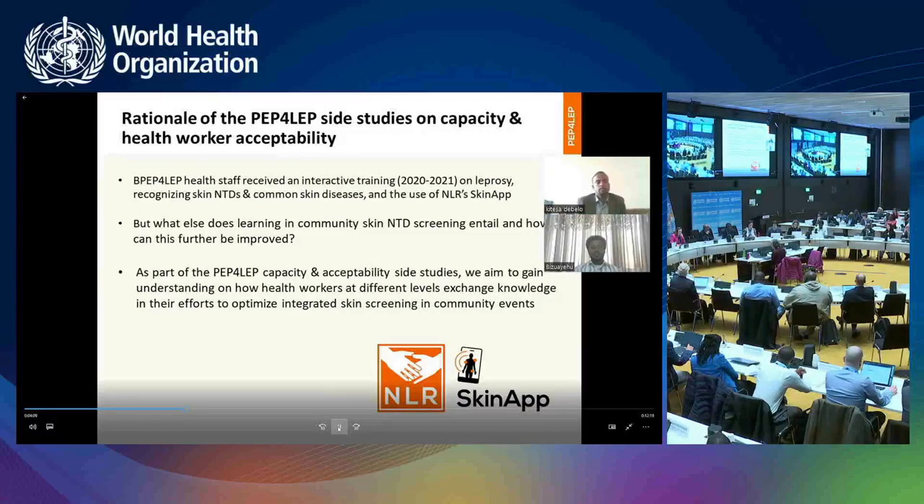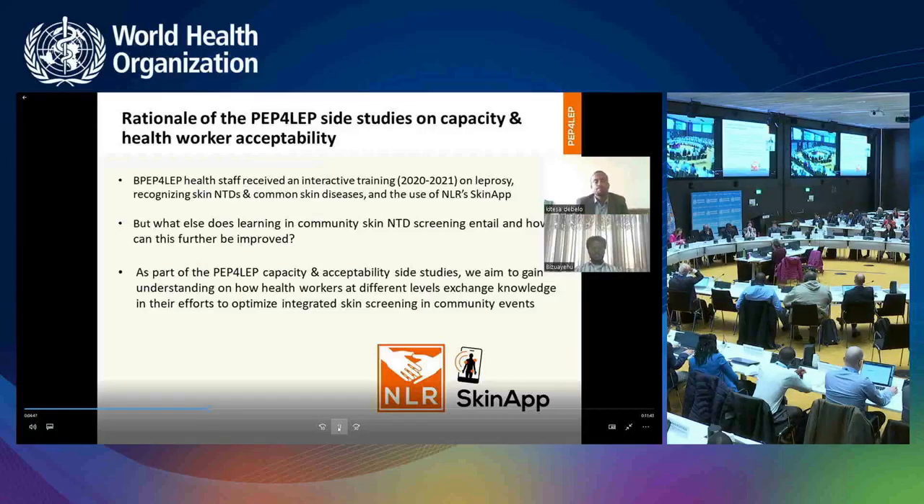The second part of the presentation is the rationale for the PEP4LEP side studies on the capacity and the health workers' acceptability. Before and after the start of the skin camp, health workers and extension health workers receive training on how to recognize leprosy, how to recognize skin NTDs, how to diagnose common skin diseases, and how to use a skin app that helps them to diagnose and treat common skin diseases.